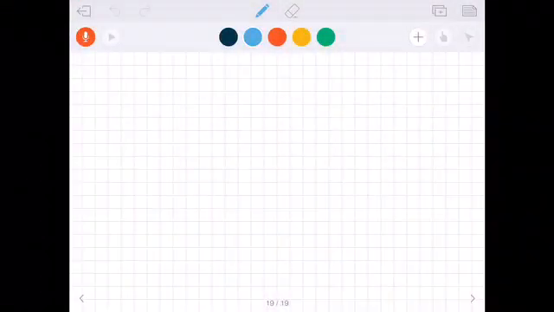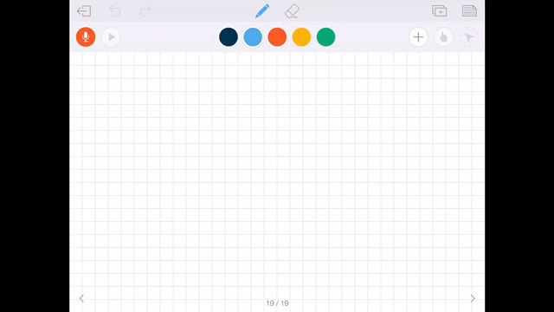Lesson 97 are two-step problems. These are kind of fun. I think you guys will enjoy them.